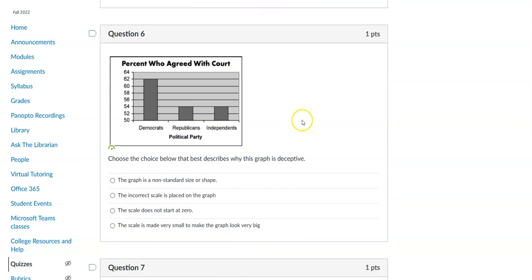And then the percent who agreed with the court, we have Democrats, Republicans, and Independents. And look what happened here again. Where did they start? They started at 50. So if you put that at 0, it would look totally different, just like the one we saw earlier about the height of men. When you don't start at 0, that's a really common thing. When you don't start at 0 and you're just looking at the differences, you're going to see that skew.